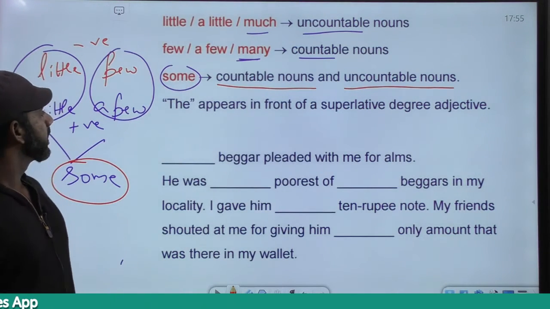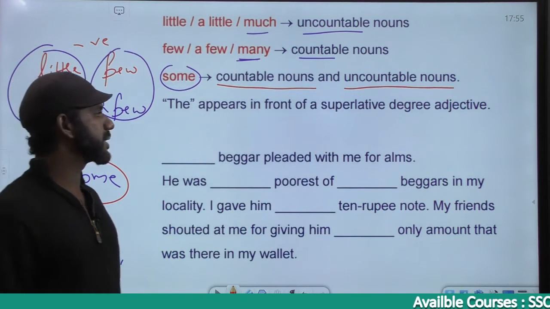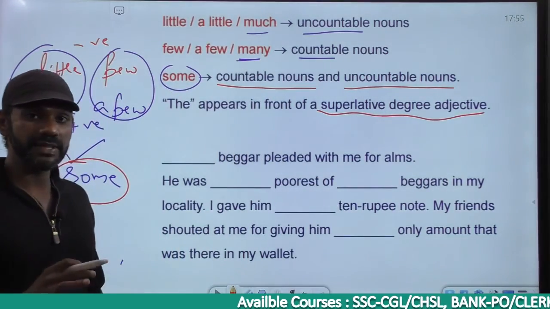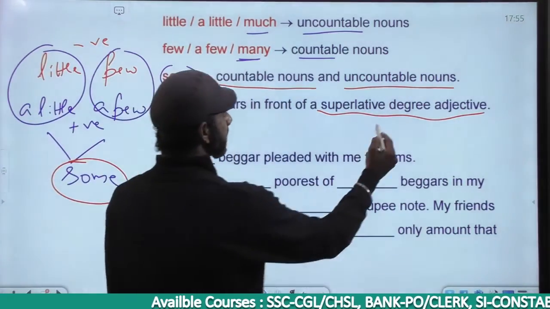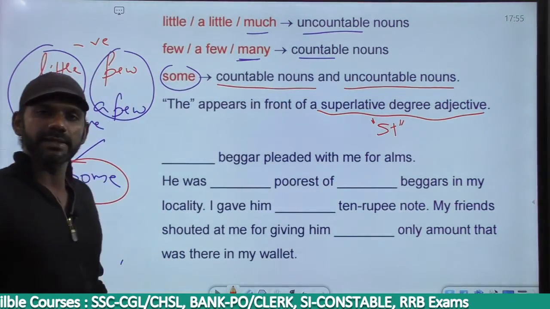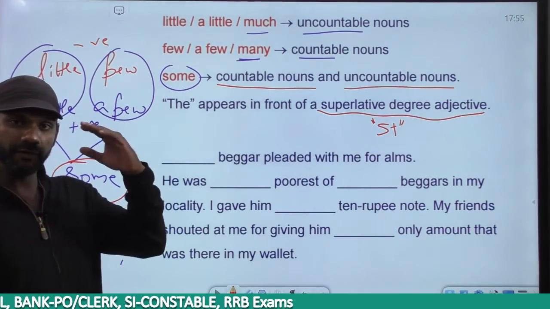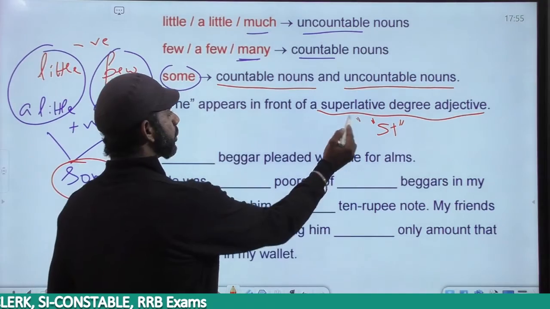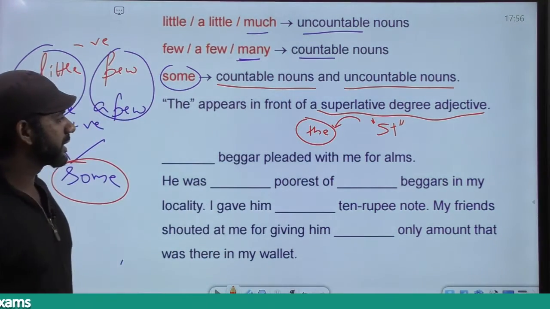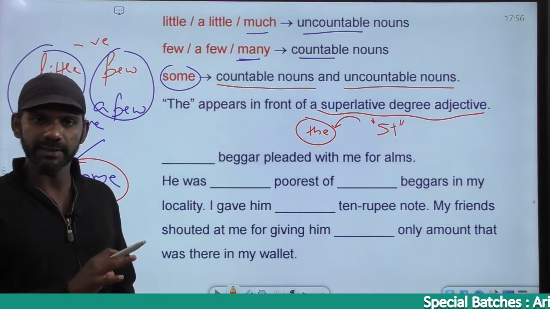Fine. Now, the appears in front of a superlative degree adjective. We have gone through superlative degree adjectives in detail in the topic adjectives. Superlative degree adjective means words ending in -st. Superlative means we are referring to a specific level. As we are referring to a specific level, in front of a superlative degree adjective, it must be the.